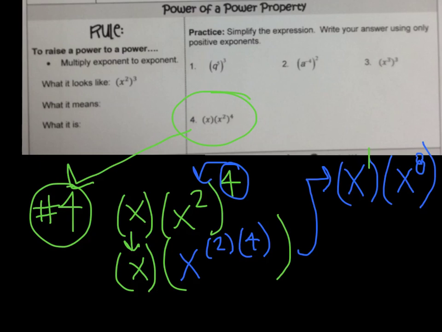Remember here that this is being multiplied. This is not a power to a power. So now we're going back to the product of powers rule instead of using a power of a power rule. We've already used the power of a power property. Now we're going back to what we learned the other day and using the product of powers because we're multiplying. And when we multiply with exponents, we add them.